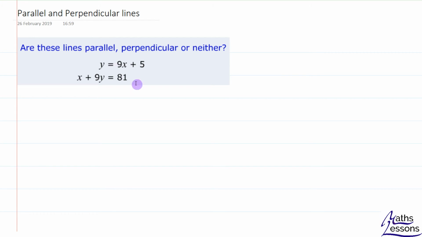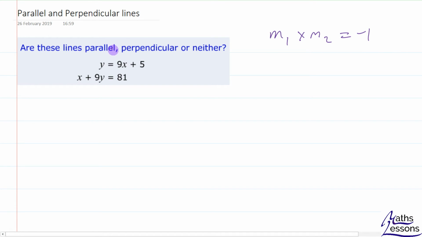Okay, so let's have a look at this. I reckon we get both of them looking the same, because what we need to work out is: are the gradients the same, parallel? Do the gradients times together to give you minus 1? So if you have one gradient, let's call it m1, times the second gradient m2, if they equal minus 1, then they are perpendicular.